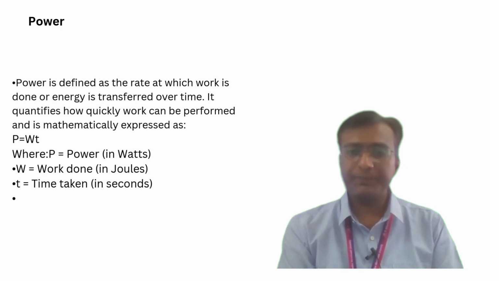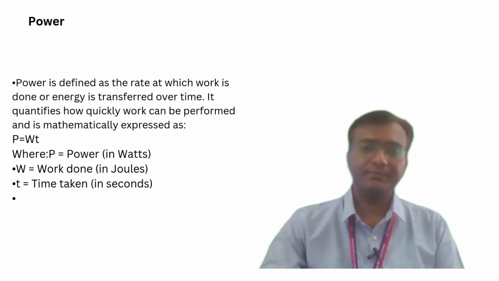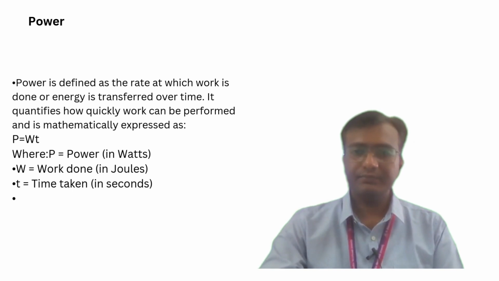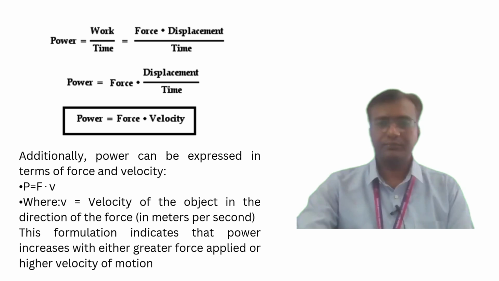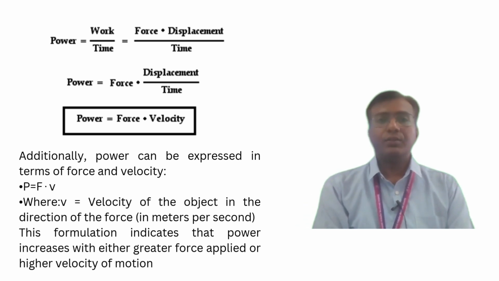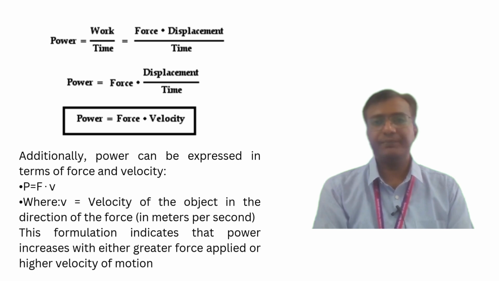Now let's explore another way to express power, particularly in the context of mechanical systems. In addition to defining power as the rate at which work is done, we can also express power in terms of force and velocity. This formulation is particularly useful when analyzing mechanical systems where force is causing an object to move at a certain velocity.